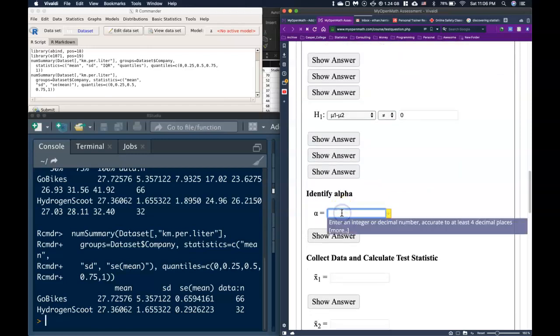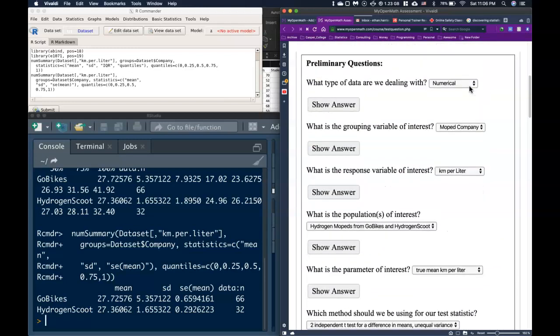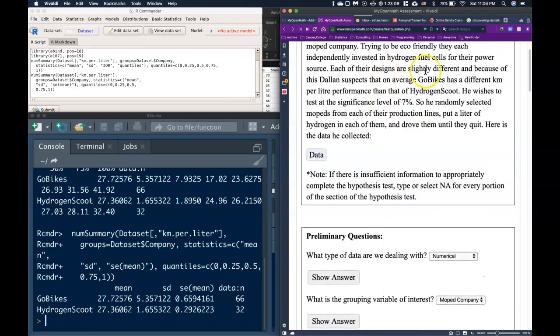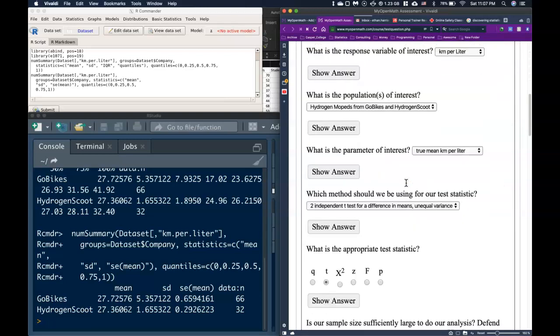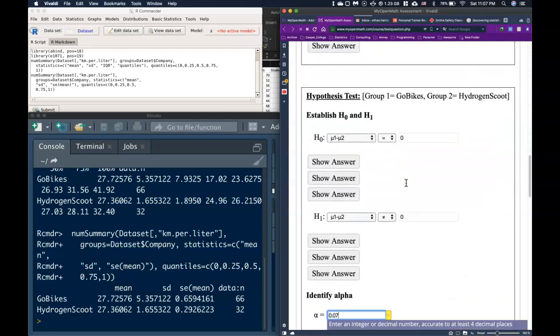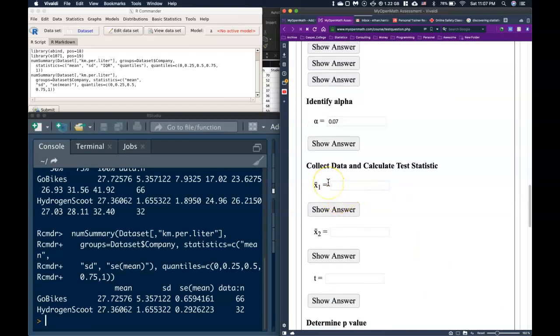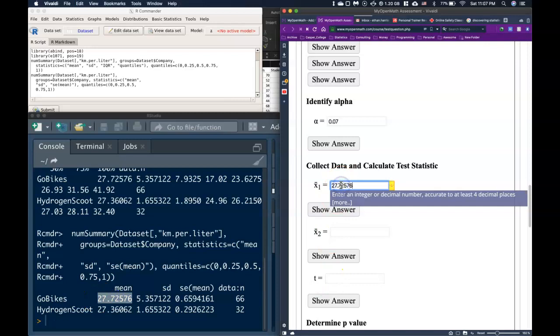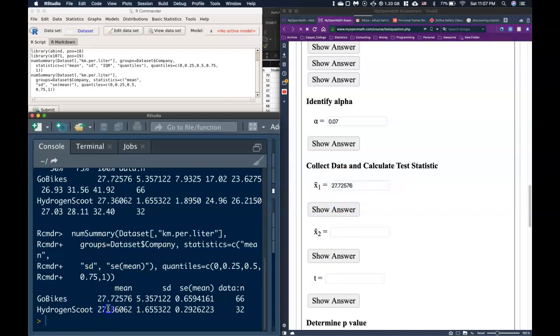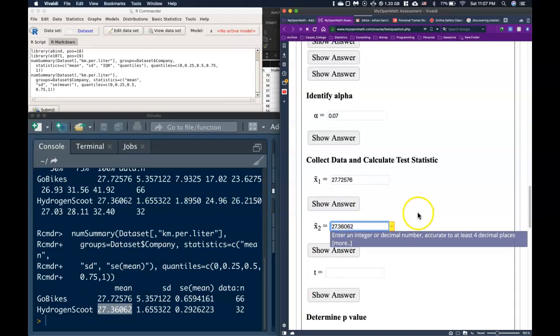Okay, so the alpha that we have is 0.07, because it says up here that we're testing at the significance level of 0.07. So that's going to be our alpha level. And now we're ready to calculate a few things. The first thing we want is the x bar one, or the sample mean. So we can just copy this for GoBikes and bring it over here. And we can bring over the sample mean for group two as well.